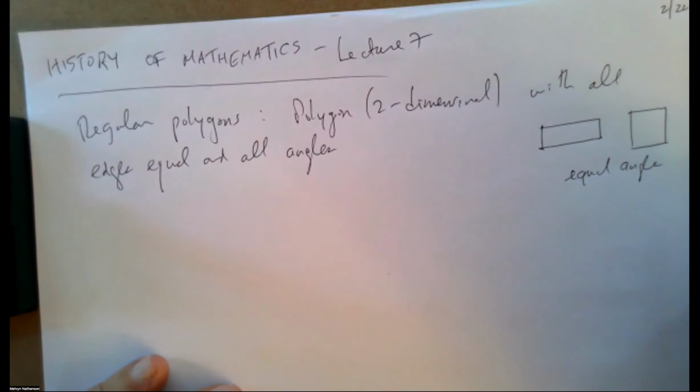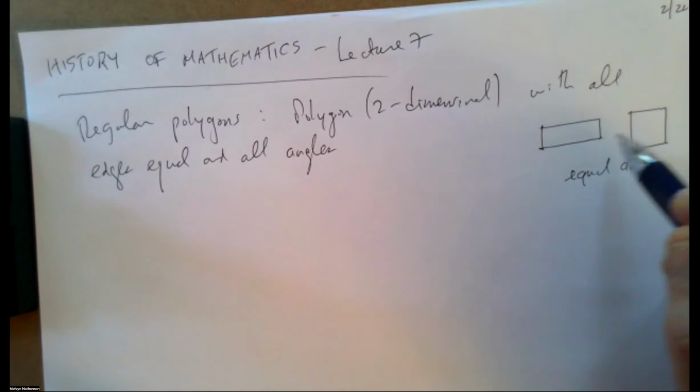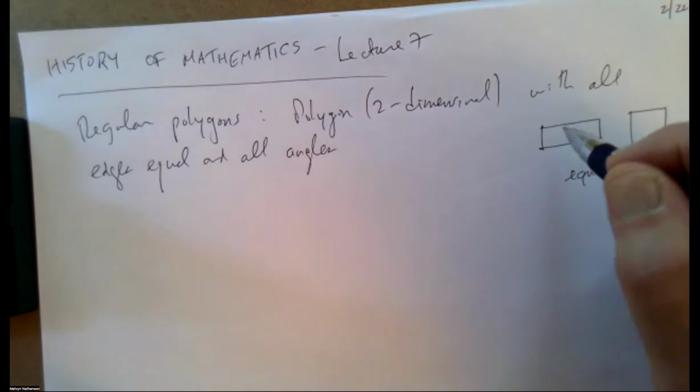And you need both. So for example, a rectangle and a square have equal angles. They're all right angles, but they're not the same. Actually, any two rectangles have equal angles, but you don't have a regular polygon. Just saying equal angles is not enough to ensure that you have a regular polygon. So this is a rectangle. Rectangles have equal angles, but it's not regular.